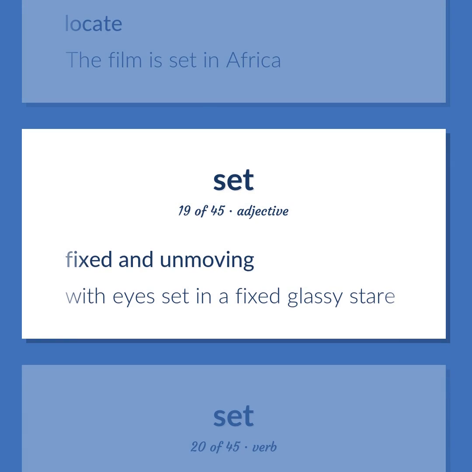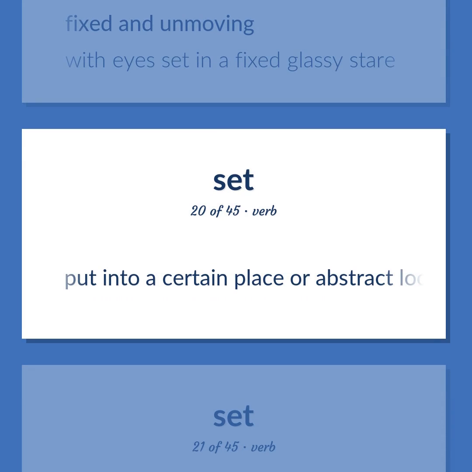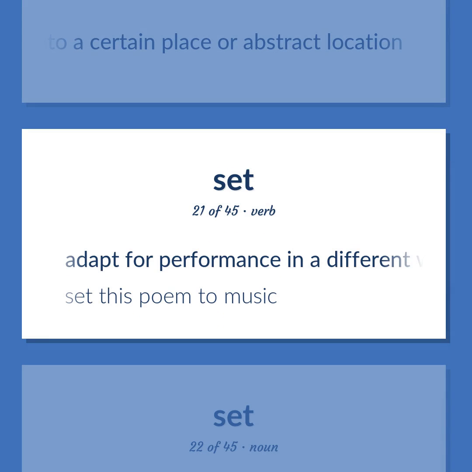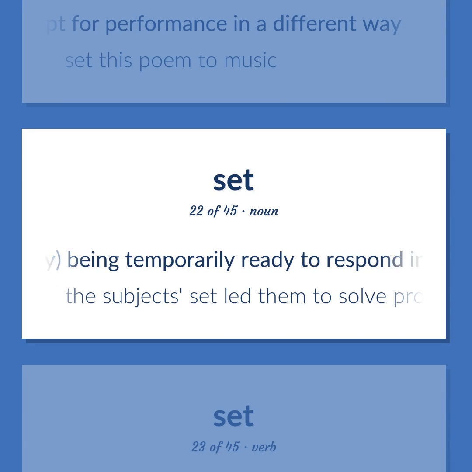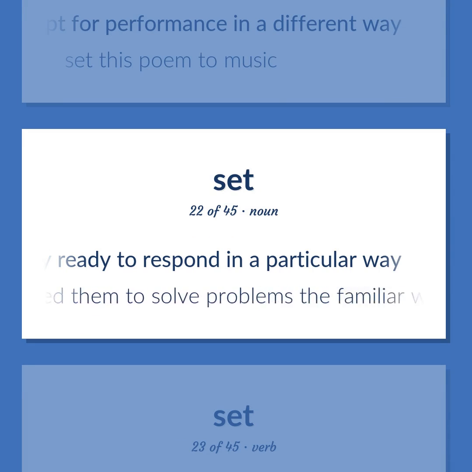Fixed and unmoving. With eyes set in a fixed glassy stare. Put into a certain place or abstract location. Adapt for performance in a different way. Set this poem to music. Psychology, being temporarily ready to respond in a particular way. The subject set led them to solve problems the familiar way and to overlook the simpler solution.